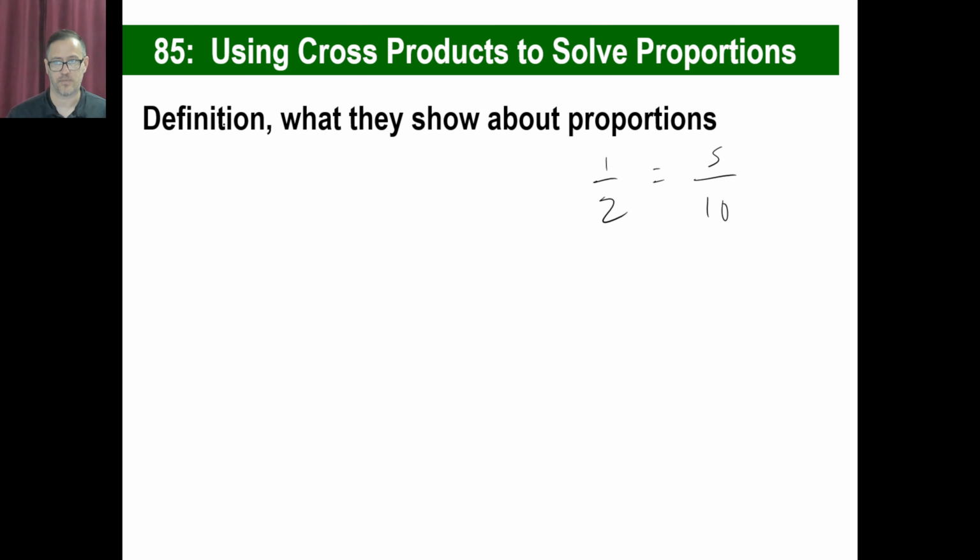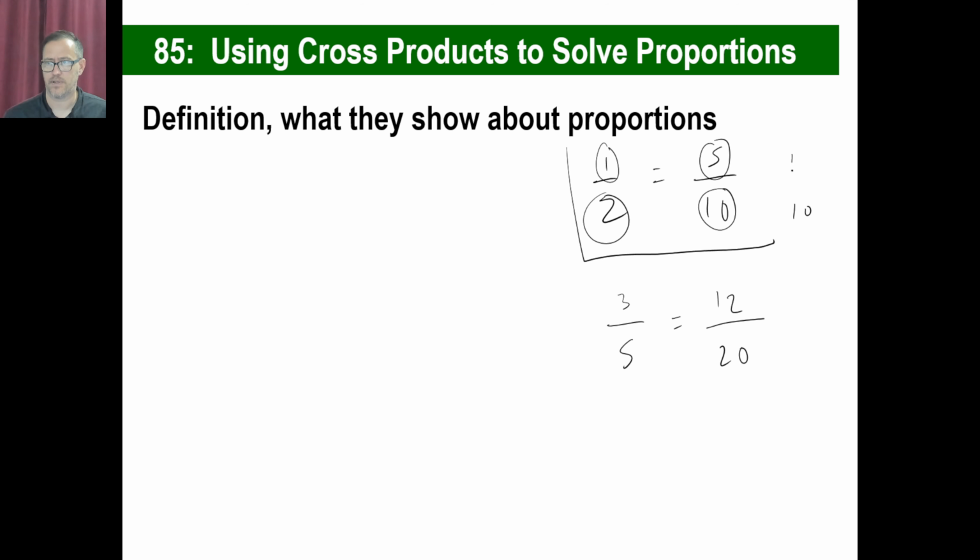Now here's something weird. At some point, somebody was messing around. Let's do another one. How about 3/5 and 12/20? Somebody at some point, who knows, went, look at this. Oh, this is funny. 1 times 10 is equal to 10. Oh, wait a minute. Look, 2 times 5 is also equal to 10.